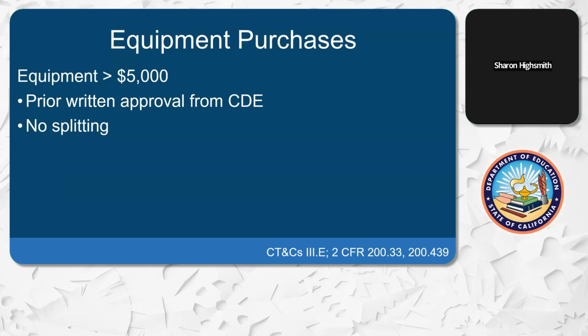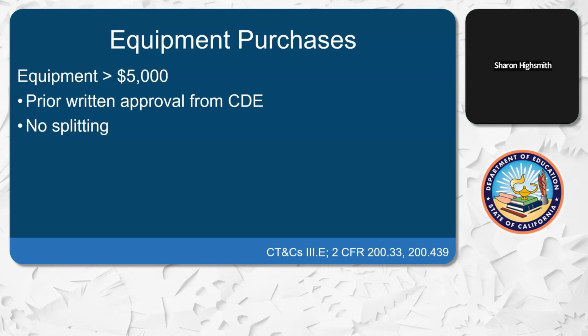Any per unit equipment greater than $5,000 requires CDE approval. Also keep in mind that if you are purchasing several similar items or as part of one purchase contract, then the sum of all items greater than $10,000 requires CDE approval. Subdividing equipment purchases into separate items to avoid the pre-approval requirement is prohibited. And once you have equipment, then you definitely have to do inventory.